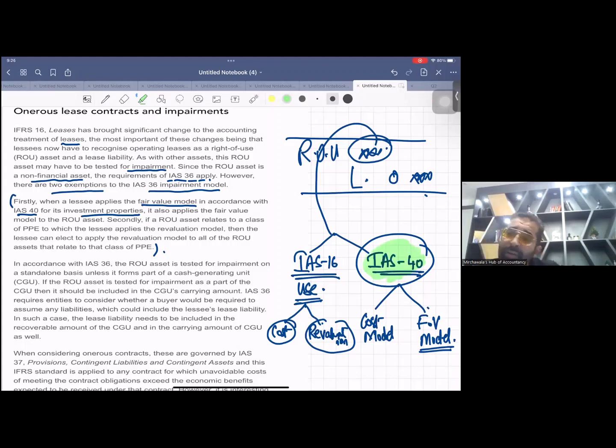IAS 40 is justifiable on that ROU. And now in IAS 40, you have two models: one is the cost model and the other is the fair value model. If you are applying the fair value model of IAS 40, please recall that in the IAS 40 fair value model, all changes in fair value are to be taken to P&L. So there will be an automatic impairment, so no need to book impairment under IAS 36 now. This is what this guy is saying.